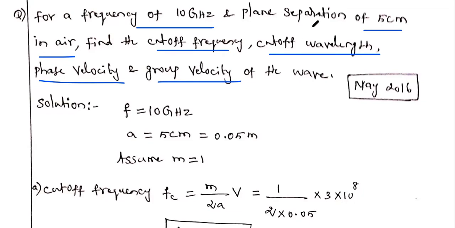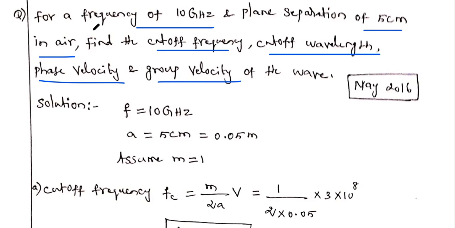First you should identify whether this is a parallel waveguide, a rectangular waveguide, or a circular waveguide. You just identify first. Since in each case we are calculating cutoff frequency, cutoff wavelength, phase velocity, group velocity, and so on, but the formula will differ for each waveguide.